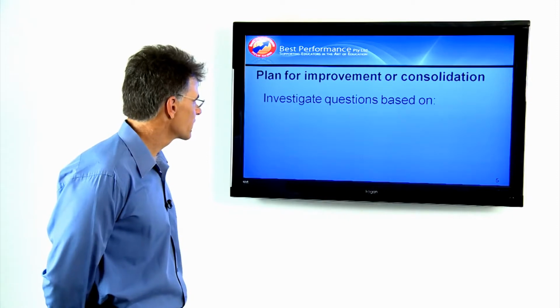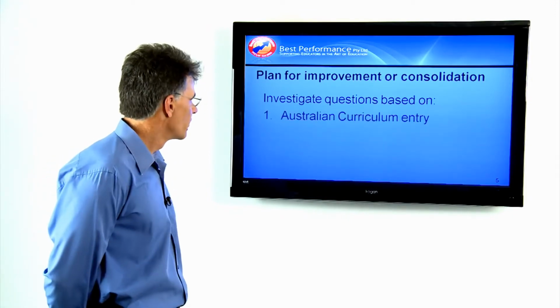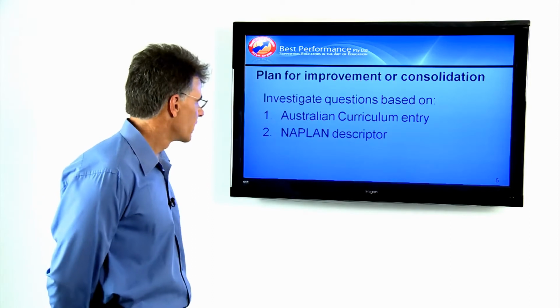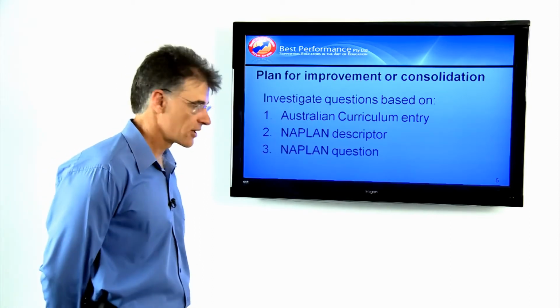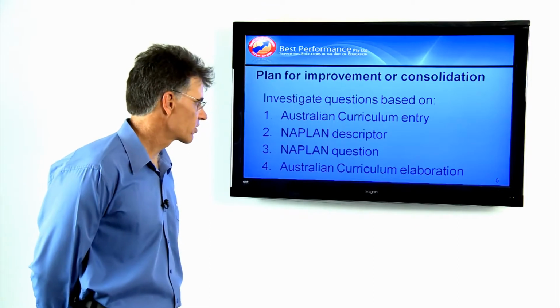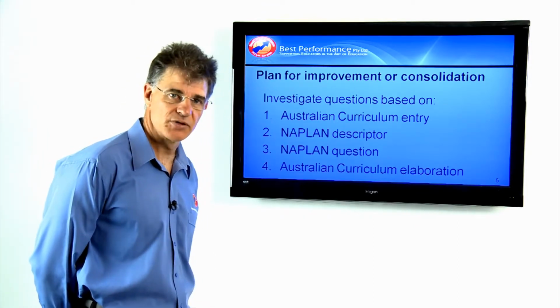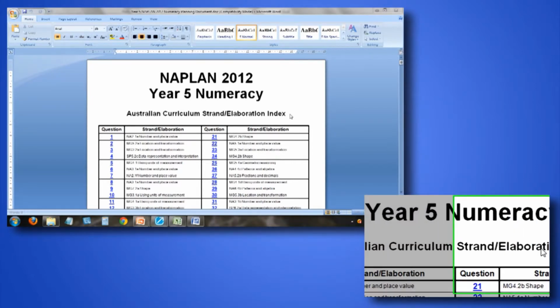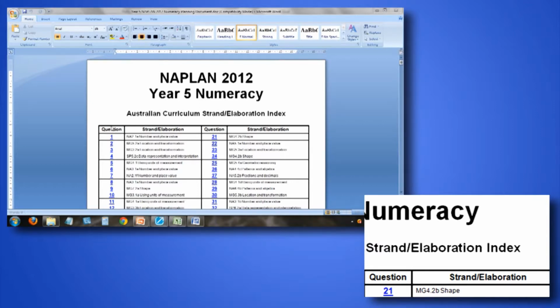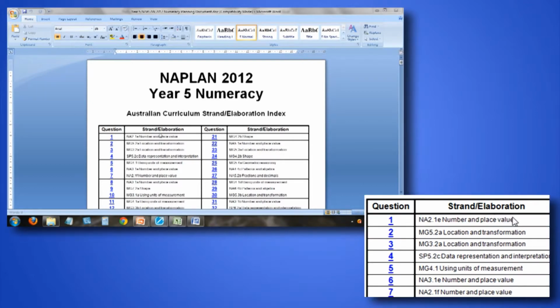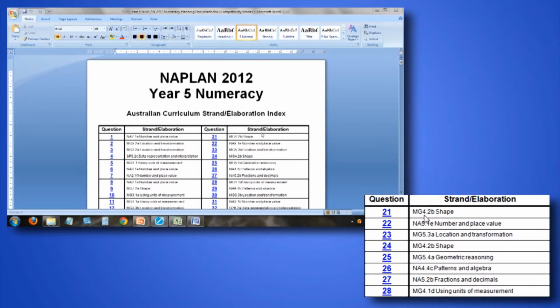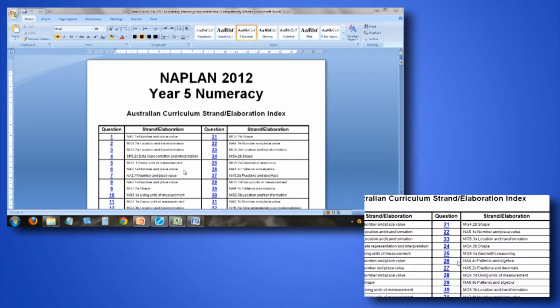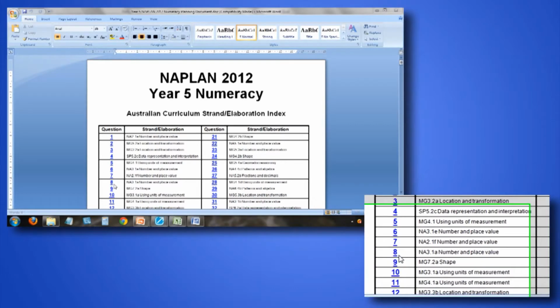So number 1, investigating the questions based on the Australian curriculum entry, the NAPLAN descriptor, the NAPLAN question, and the Australian curriculum elaboration. Let's go and have a look at that now. Now we're looking at the planning documents for Year 5 numeracy. You'll notice that we have the Australian curriculum strand and elaboration index. Down the left-hand side we have the questions, the strand elaborations, and then the other questions and strand elaborations from 21 onwards. Now we were looking at question number 8.